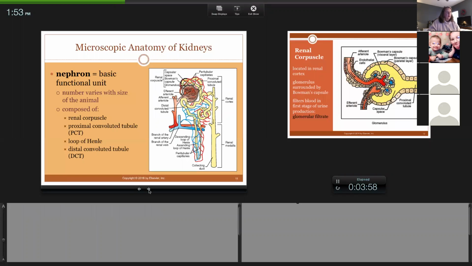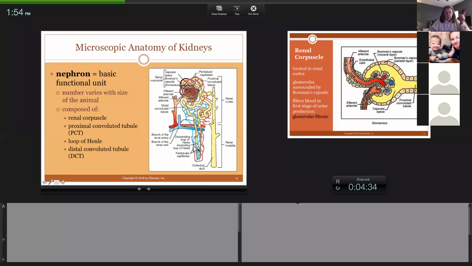Now, microscopically, we have to think about what a nephron is. What you need to know about the nephron is that it is the functional unit of the kidney. This is what is making urine, okay? And I found a handout that said a cat or a dog kidney could have up to 200,000 nephrons. So this is showing you one. This is what one nephron looks like.